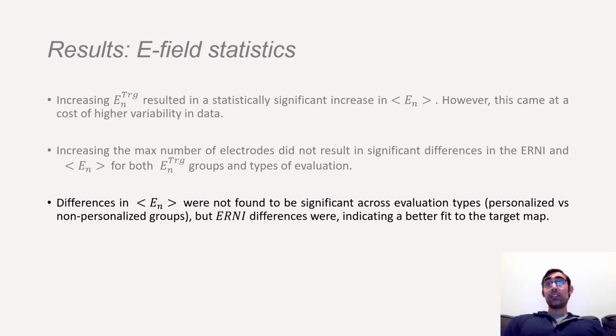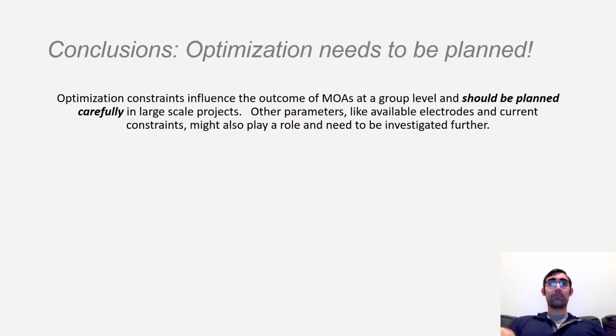And differences in average electric field were not found to be significant across evaluation types, so personalized versus non-personalized, but ERNI scores were, which indicate a better fit to the target map. So even though personalized montages don't result by itself in a higher average value of the electric field, they do result in an overall better fit to the target map, which is related to focality or value of the electric field, average value of the electric field in off-target areas, for instance.